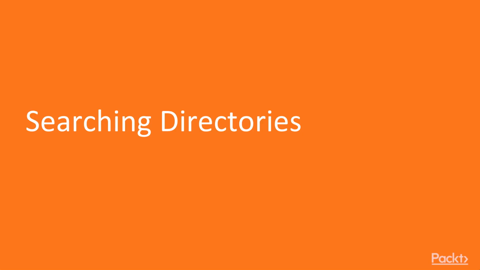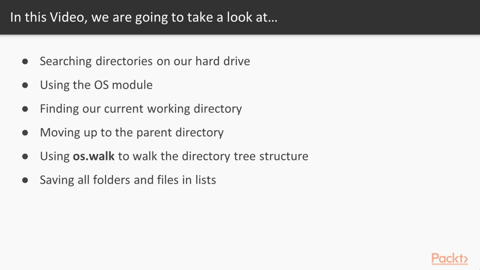In this first video, we will be searching directories. We will be searching our own hard drive. In order to do so, we will be using the OS module. We'll be finding out our current working directory. We'll be moving up to the parent directory. We'll be using os.walk to walk the entire directory tree structure. And we will be saving all folders and files in lists.